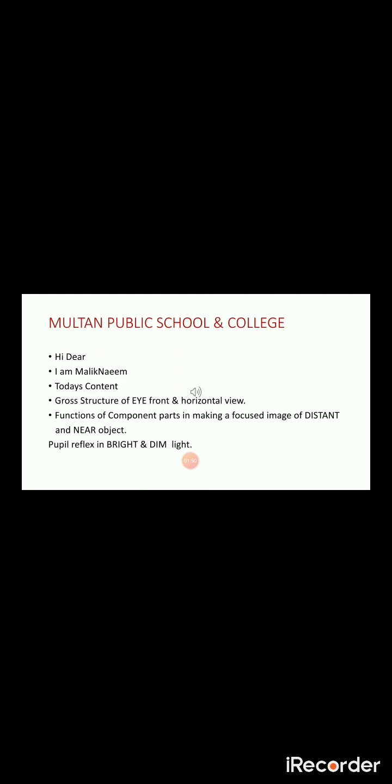There are 2 eyelids in the human eye. Each eye has 2 eyelids, upper and lower. These eyelids protect the eyes from intense light. They save the eyeball from dust particles, and they also produce tears that keep the eyeball moist and reduce friction.